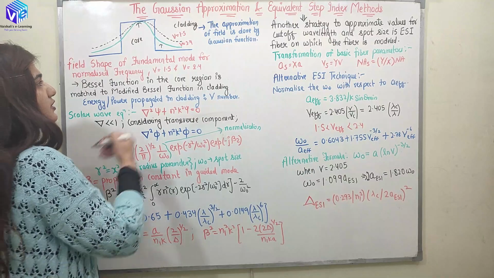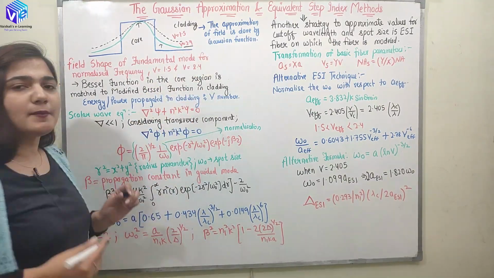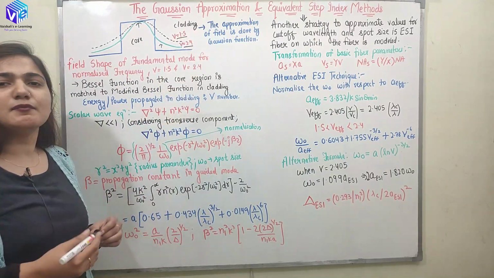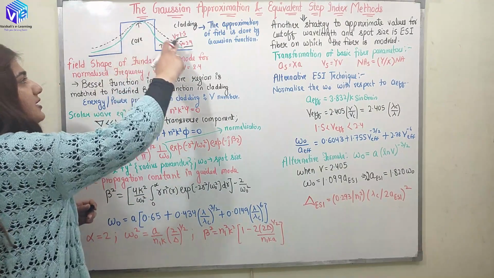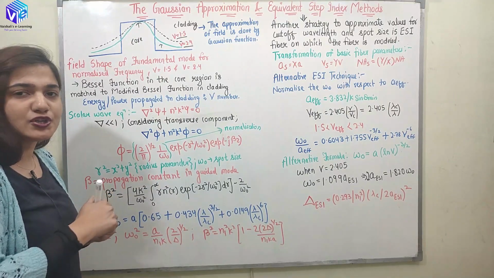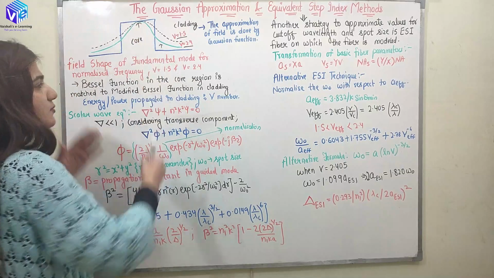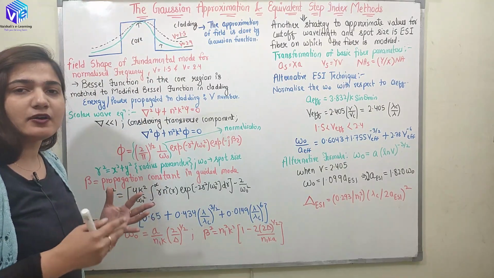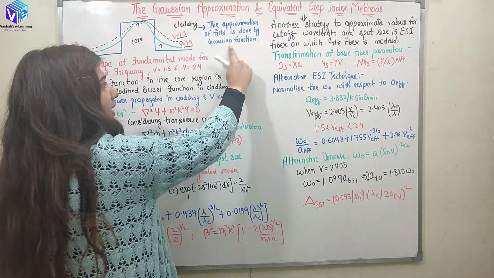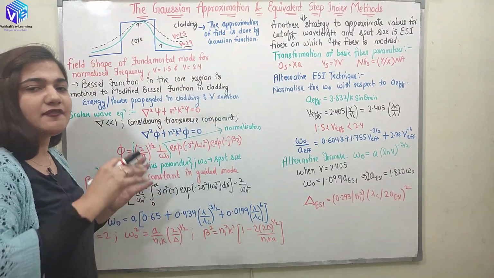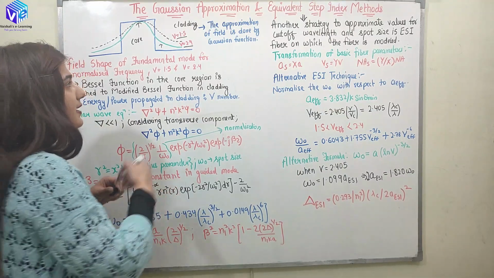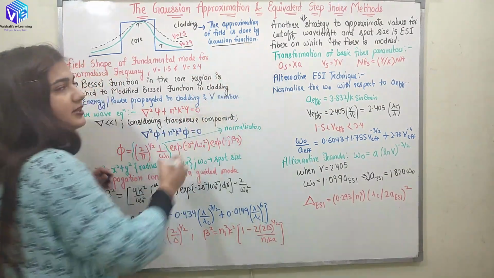Now for V equal to 2.4, where V is the normalized frequency, and for V equal to 1.5, for both of them you can see the distribution of the field is approximated to a Gaussian distribution. We can remember this distribution as a bell type of curve, which is a Gaussian curve. So the approximation of the field is done by the Gaussian function. If I combine the Bessel function and the extended Bessel function, I will get the Gaussian function.